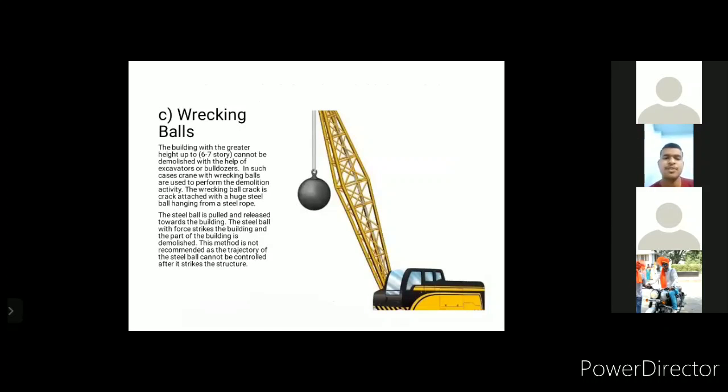Raking balls. Buildings with a greater height, up to 6 stories, cannot be demolished with the help of excavators and bulldozers. In such cases, cranes with raking balls are used to perform the demolition activity. The raking ball is a crane attached with a huge steel ball hanging from a steel rope. This steel rope is pulled and released towards the building. The steel ball strikes the building and parts of the building are demolished. But this method is not recommended as you cannot control the raking ball once it hits the structure. That's why it is not recommended.